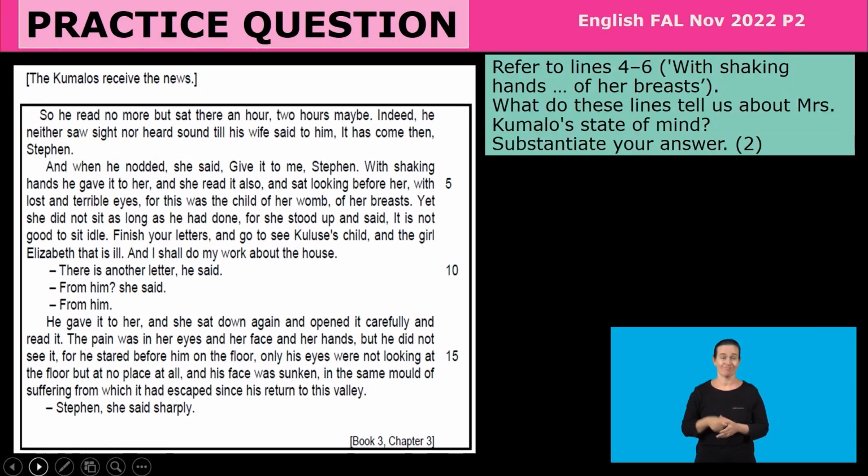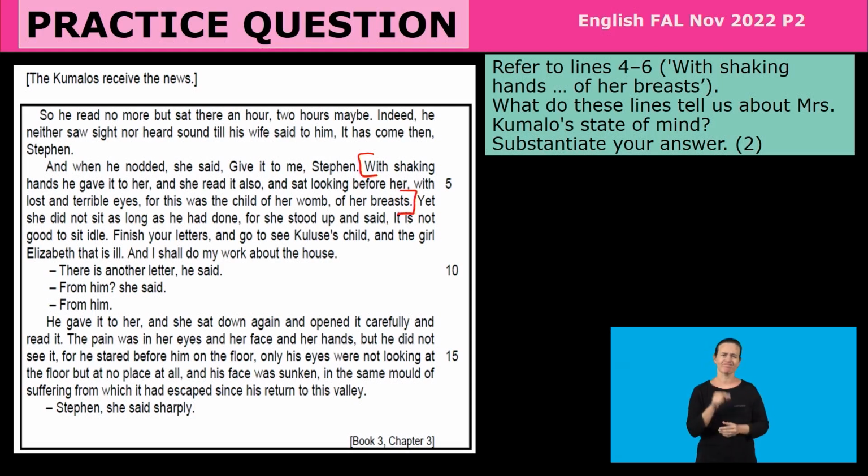Okay, let's move on to our last question. Refer to lines 4 to 6, with shaking hands, and it ends with of her breast. So we're going to lines 4 to 6. Let's just locate it. Let's go there, with shaking hands, and then that's where we're going to find our answer.